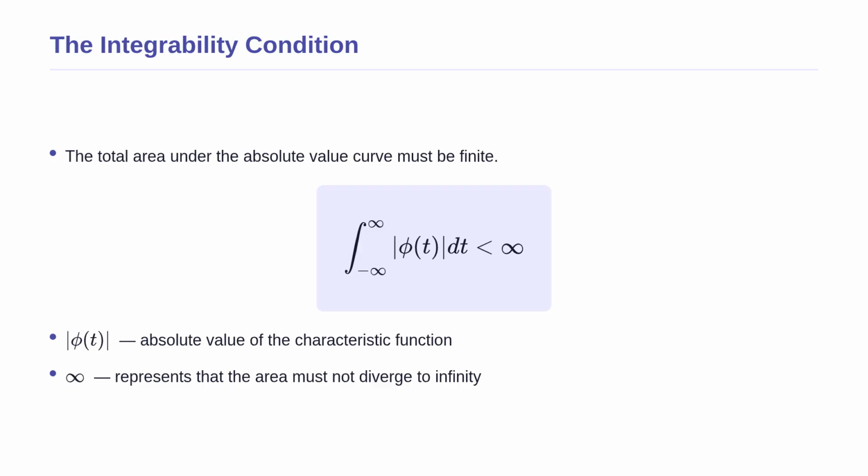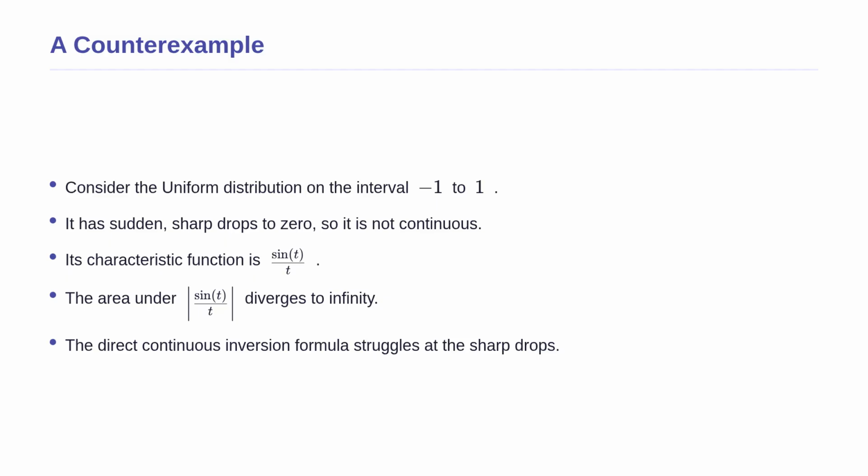If the wave of the characteristic function does not die down fast enough as t gets larger, the area will grow forever and diverge. When that happens, this condition fails, and we cannot use the standard continuous inversion formula to get a smooth curve. To truly understand why this condition is mandatory, let us look at a counter-example where it fails.